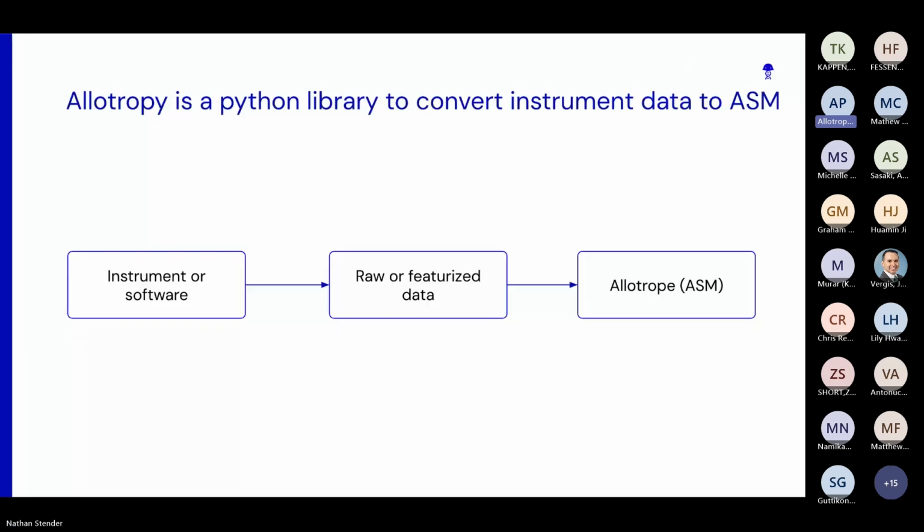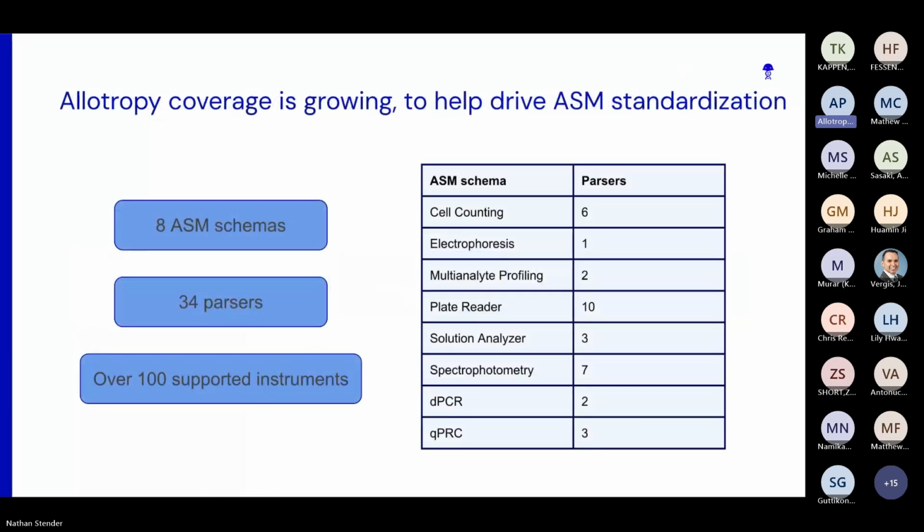So Allotropy is a Python library for converting raw instrument data to ASM. It's live on PyPI right now. You can check it out and use it in a script for yourself right now. Essentially, it has one interface. We take in a raw data file as a bytes or file object, and we spit out ASM JSON. So the middle part of this data flow diagram is what I'm going to dive into, what actually is happening in Allotropy. But real quick, we have 8 schemas currently supported.